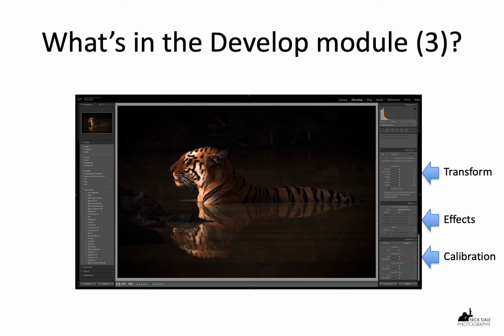So this is the third slide on the develop module. What else have we got? We've got transform, we've got effects, and we've got calibration. So these are the last three panels in that right-hand menu. What do they do? So transform is very useful, particularly for architectural shots, because when we take pictures, we generally have to point up at buildings, and that changes the perspective. So if you know anything about perspective, then you'll know that there'll always be a vanishing point. There's a vanishing point at the sides of the image, there's a vanishing point at the top, and there's a vanishing point at the bottom of the image.